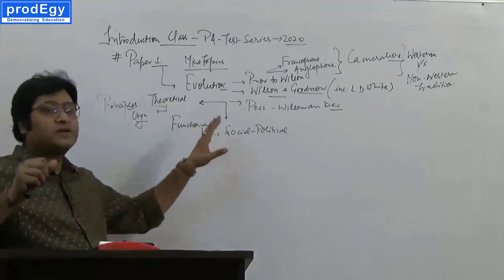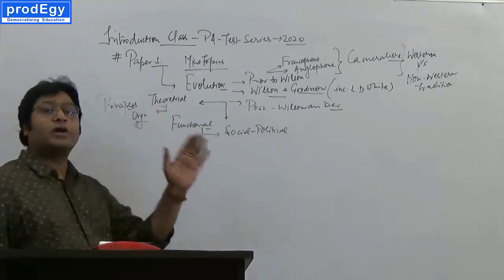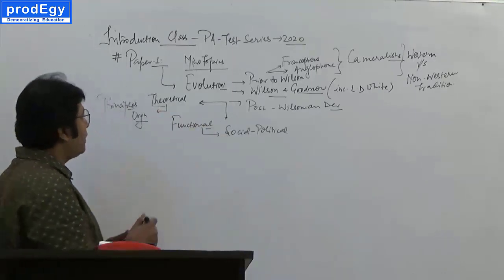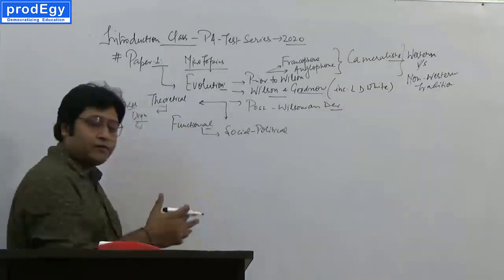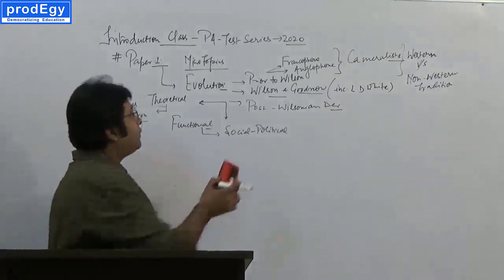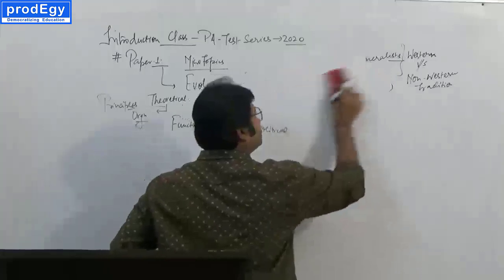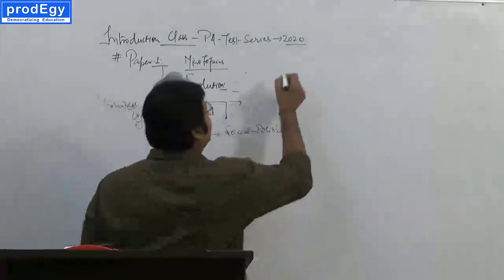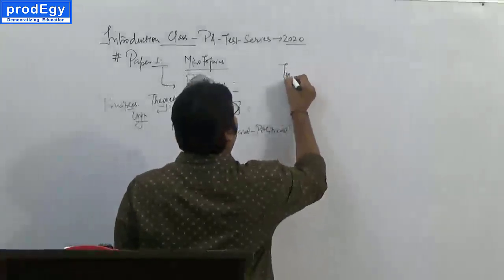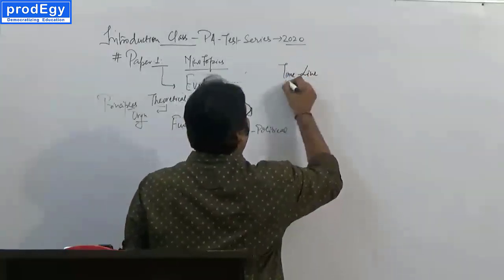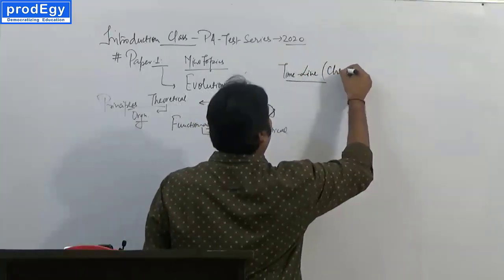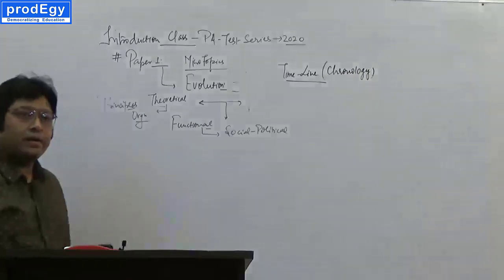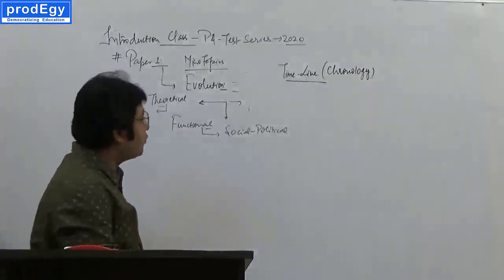Within these theoretical developments now you can cover most of your unit 2 also, okay, along with unit 1. Now parallelly you have to draw a line, theoretical and functional developments. For example, develop a timeline or develop a chronology, right?